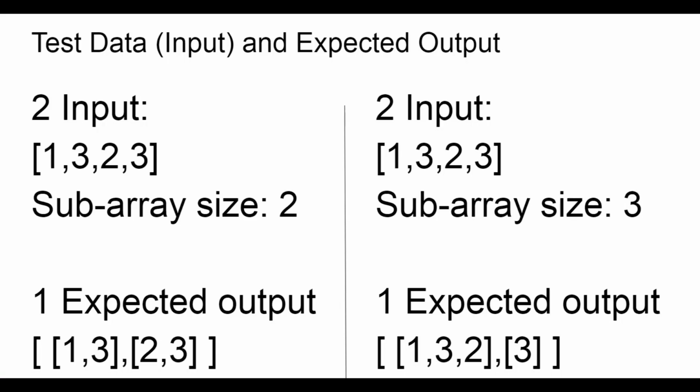and 3. The second test data will have the same first argument with 4 elements, while the second argument is 3. Expected output will be 2 subarrays as well, but the first subarray will have 3 elements, 1, 3, and 2, while the second subarray will have the last element, 3.